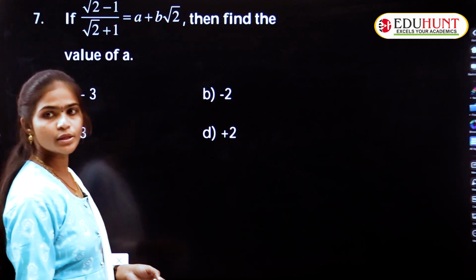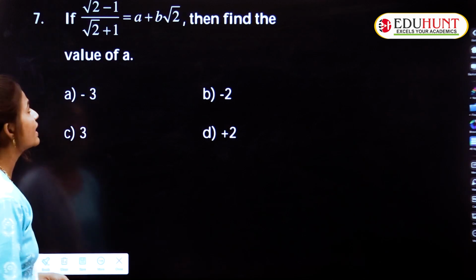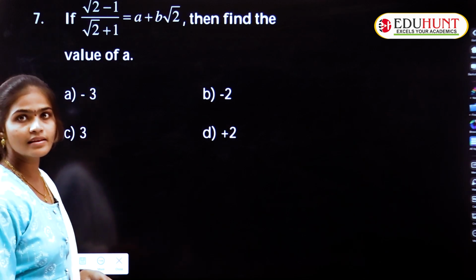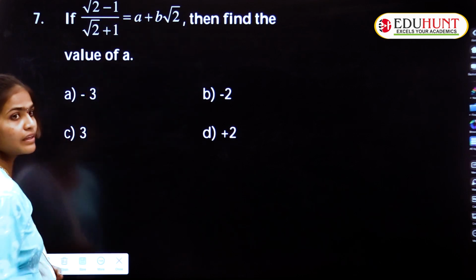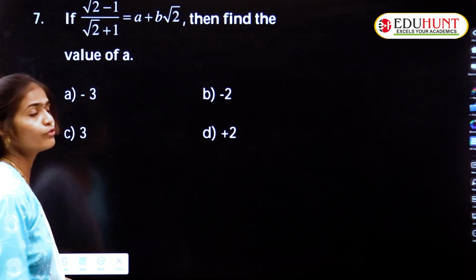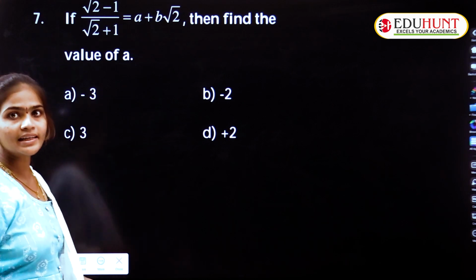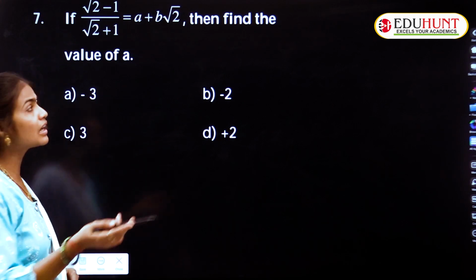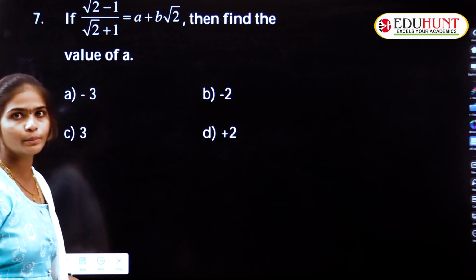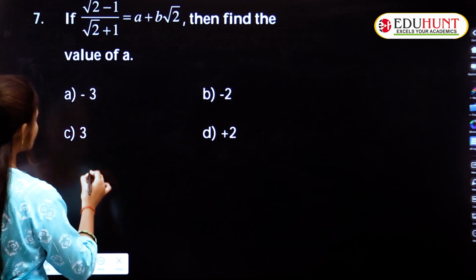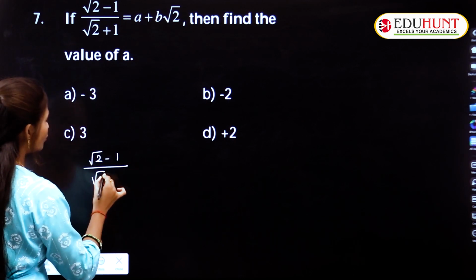So next, seventh problem is: if (root 2 minus 1) by (root 2 plus 1) is equal to a plus b root 2. After simplification of this one, we will get the resultant in the form of a plus b root 2. After we get the resultant, we just have to compare those two, then only we will get the values of a and b. So see, what is that? Root 2 minus 1 by root 2 plus 1.